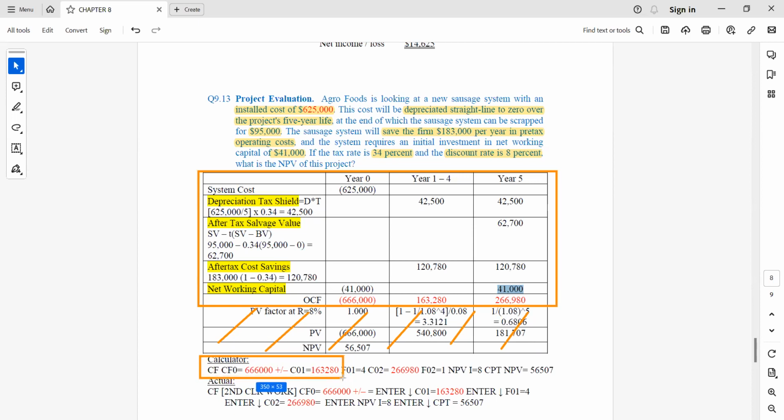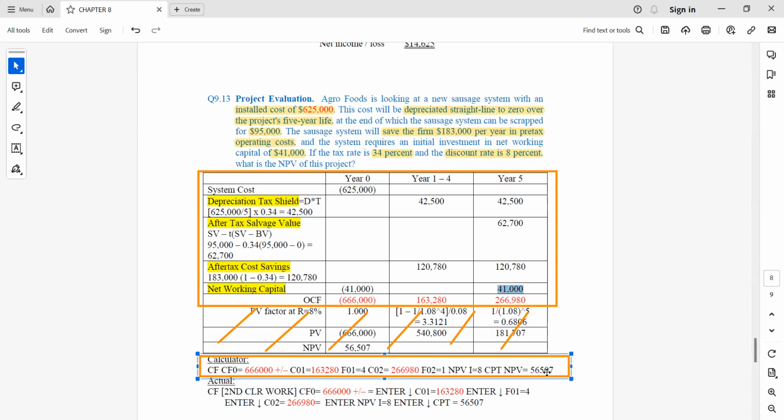Year 1 to year 4, how many times? 4. So F01 is 4. Okay, C02, the last one, and then F02 is 1. So NPV, okay, and then interest rate is 8%. Okay, because the discount rate is 8% here, as stated in the question. Okay, and compute NPV.